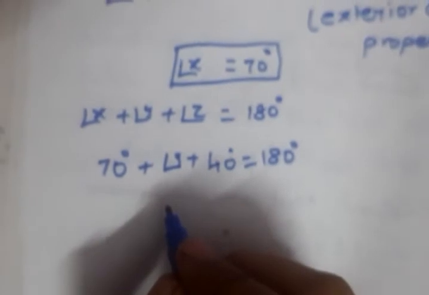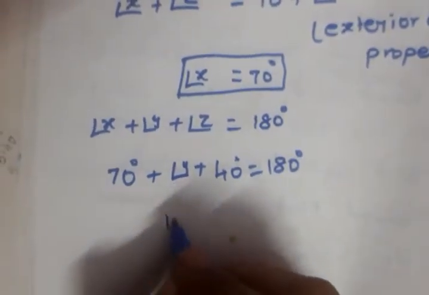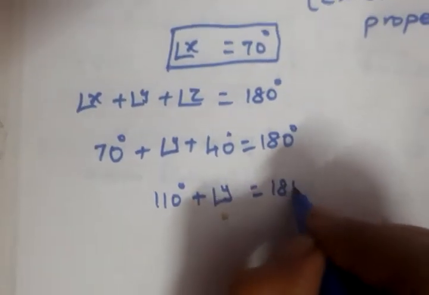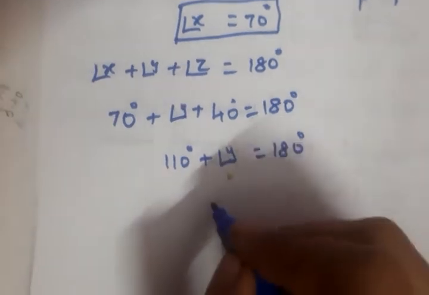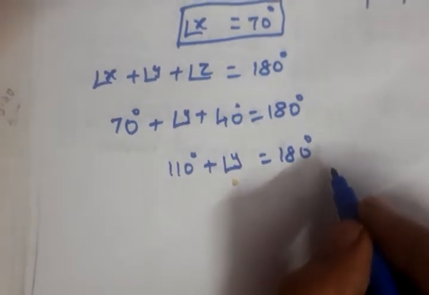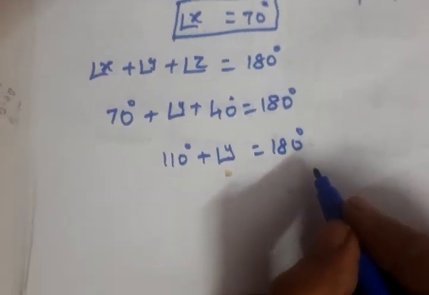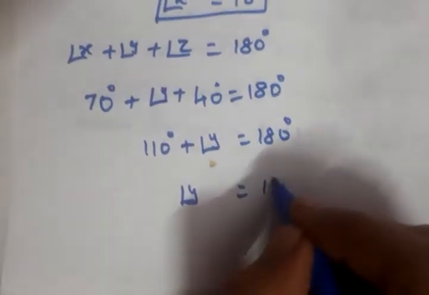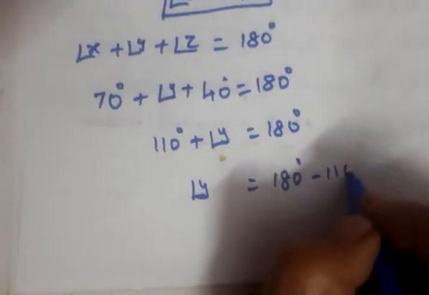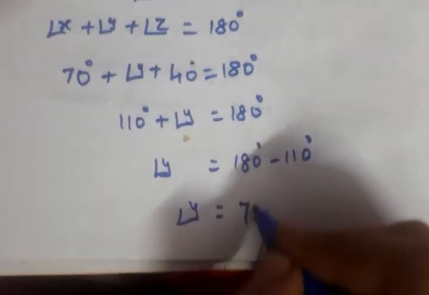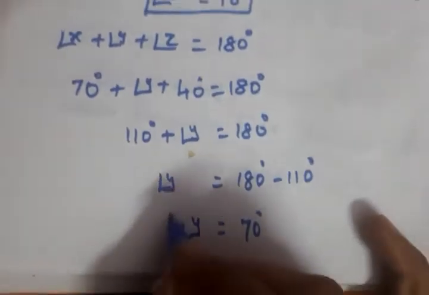Next, so add the angle x and angle z. So 70 plus 40 degree, 110 degree plus angle y equal to 180 degree. Okay. So next one, plus 110 degree transpose to minus 110 degree on the right hand side. So angle y equal to 180 degree minus 110 degree. Okay. Angle y equal to 70 degree.